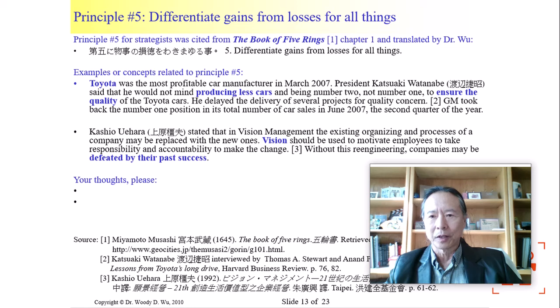Without this re-engineering, companies may be defeated by their past success. We have seen many, many companies like that. For example, Kodak was so successful with the legacy style of camera and filming and was defeated by digital cameras. Another example is Blockbuster, so successful with the face-to-face physical store, VHS movies rental business, and defeated by online services, eventually like Netflix. Movies are in the cloud. You don't need to have physical stores.